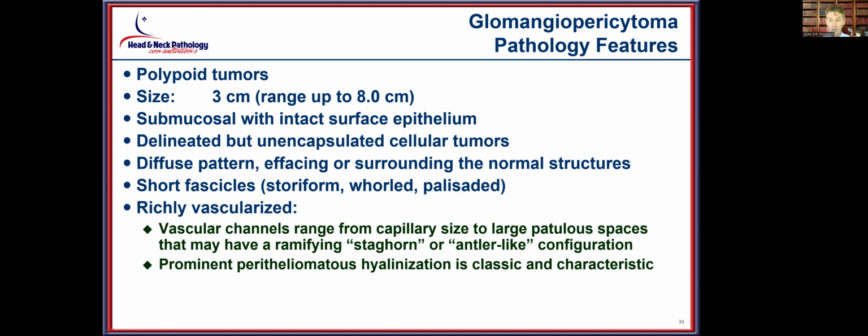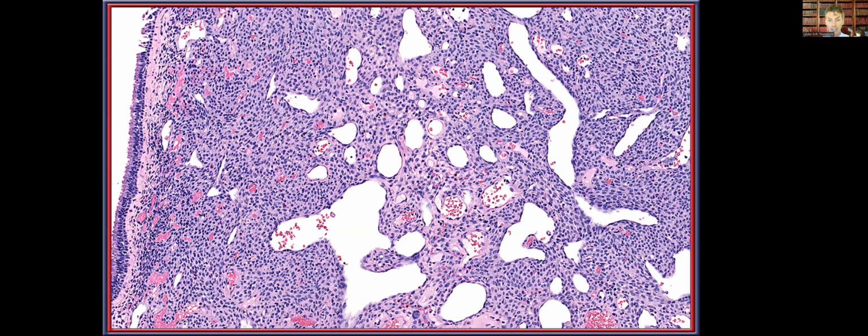So this staghorn or antler-like configuration of large patulous spaces is very characteristic for the tumor, with a prominent peritheliomatous hyalinization. And I will say that that peritheliomatous hyalinization is one of the tip-offs for me of this particular diagnosis. So you will notice an intact surface epithelium over here. It is a respiratory type epithelium with this nondescript proliferation with very large and patulous vessels easily identified.